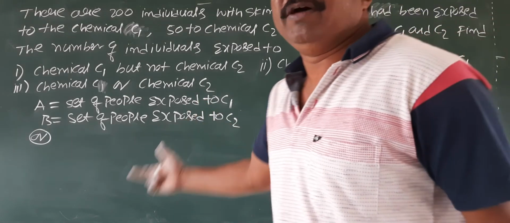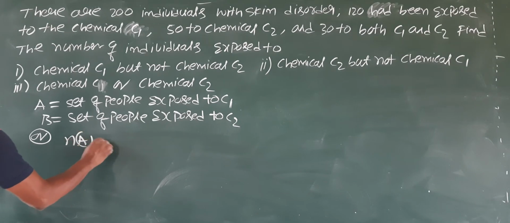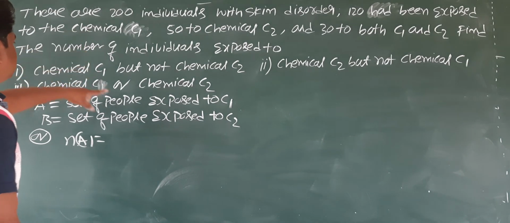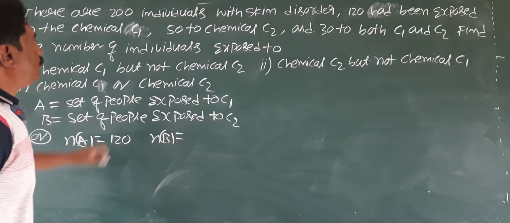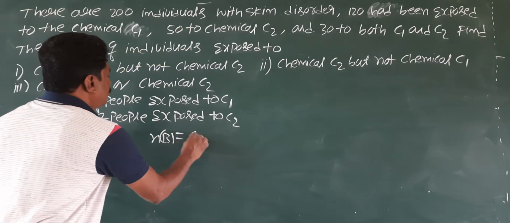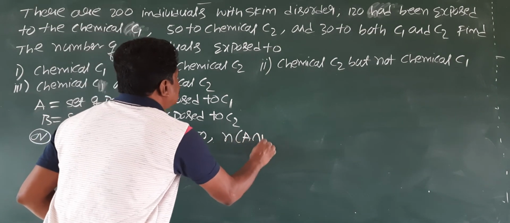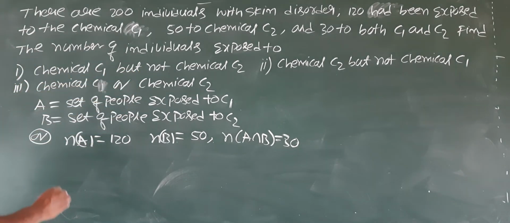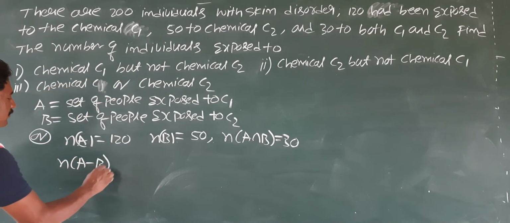Let us solve this by the traditional, old method. So the number of elements in A: 120 have been exposed to chemical C1. The number of elements in B: 50 exposed to chemical C2. And 30 to both, so the number of elements in A intersection B is 30. Now, C1 but not C2, so A minus B is required.